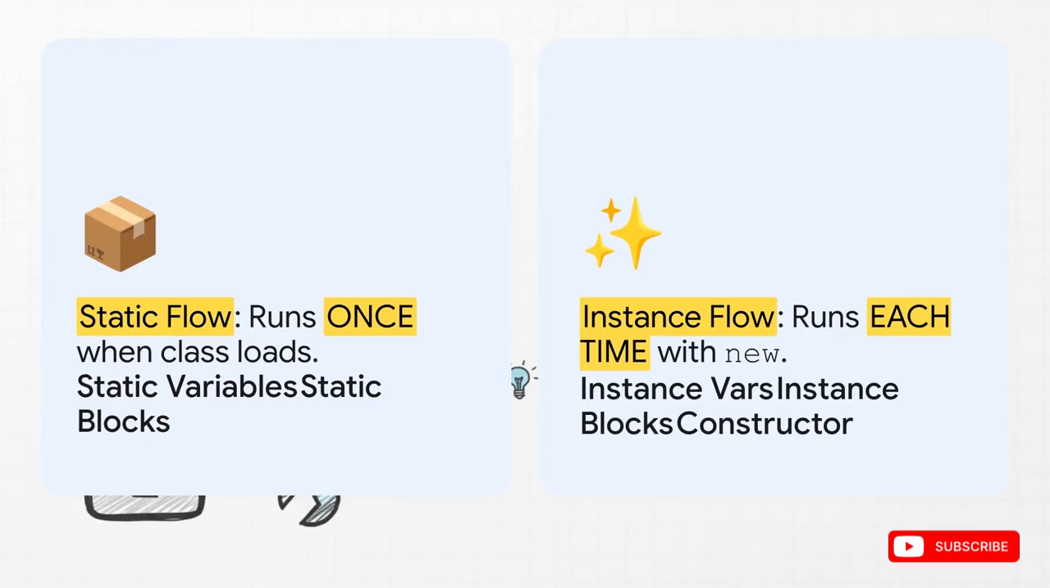If you remember one thing, let it be this slide right here. This is the key takeaway. The static flow runs exactly once, the very first time a class is touched by the JVM. But the instance flow, that runs every single time you create a new object using the new keyword. Understanding this separation is absolutely fundamental to understanding Java.